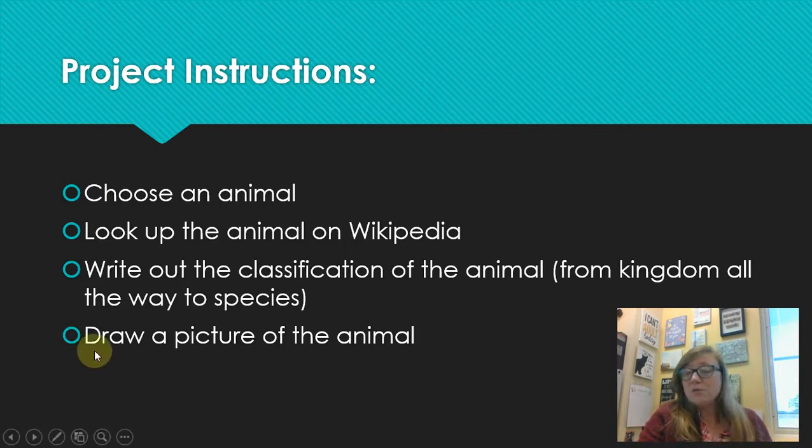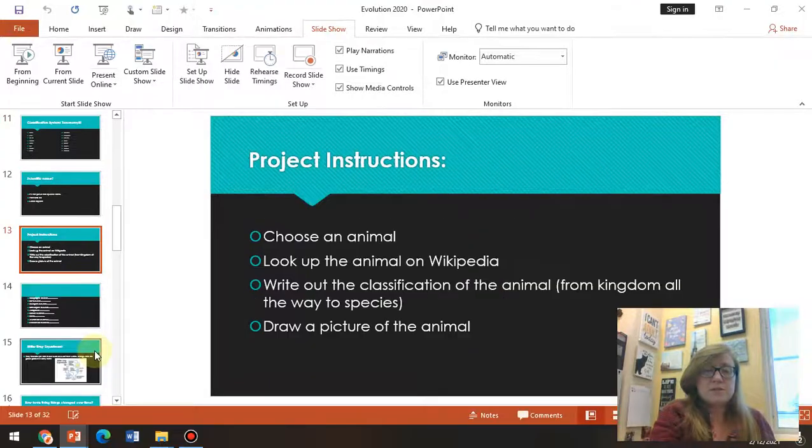And then we're not going to draw. We're just going to find a picture of the animal, and we're going to post it on a big phylogenetic tree that we're going to connect together. So I'm going to show you an example, that way you know exactly how to do it. So let me just start with that.